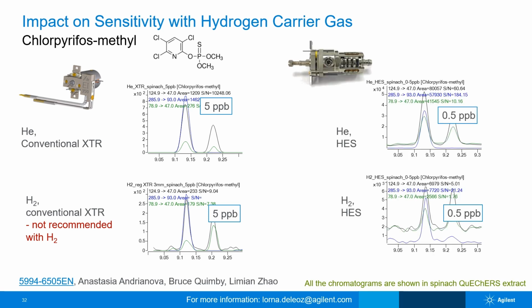With a high efficiency source, we saw a very similar pattern. We are able to detect chlorpyrifos methyl with both helium and hydrogen. The concentration was lower with the HES at 0.5 ppb because it is a more sensitive source. At the concentration 10 times lower, at 0.5 ppb, we got about the same signal-to-noise ratio. There was a slight decrease in sensitivity as we transition from helium to hydrogen. However, chlorpyrifos methyl does not present a challenge for the analysis with hydrogen carrier gas, and the conventional configuration can be used.